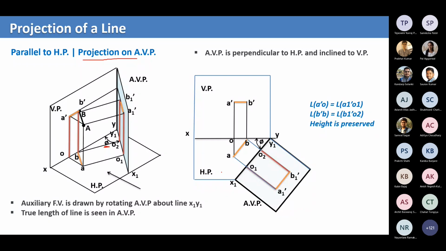Our next step is to draw the auxiliary plane. So what have we discussed? After getting the front view and top view, our aim is to get the auxiliary plane. The first step is to get the auxiliary plane. So this is the auxiliary plane x1 y1. How do we get this auxiliary plane x1 y1?